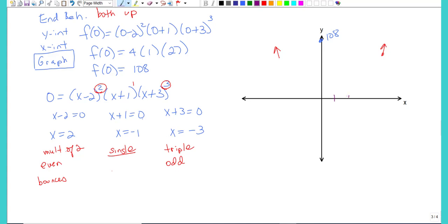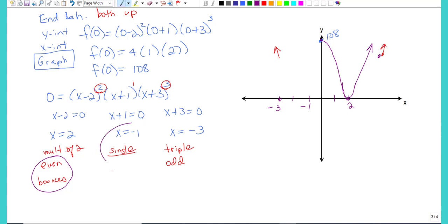Okay, so we have x is equal to 2, x is negative 1, and negative 3. This is obviously not to scale because of 108, and that's okay. We're just looking for a rough sketch of the graph. Okay, start with one end. I'm going to start with the 2 since it's even and it bounces. So it's up here. It's got to come toward 2 and bounce up. So it's got to do something like that. So somewhere up. And then it's got to go all the way up to 108.